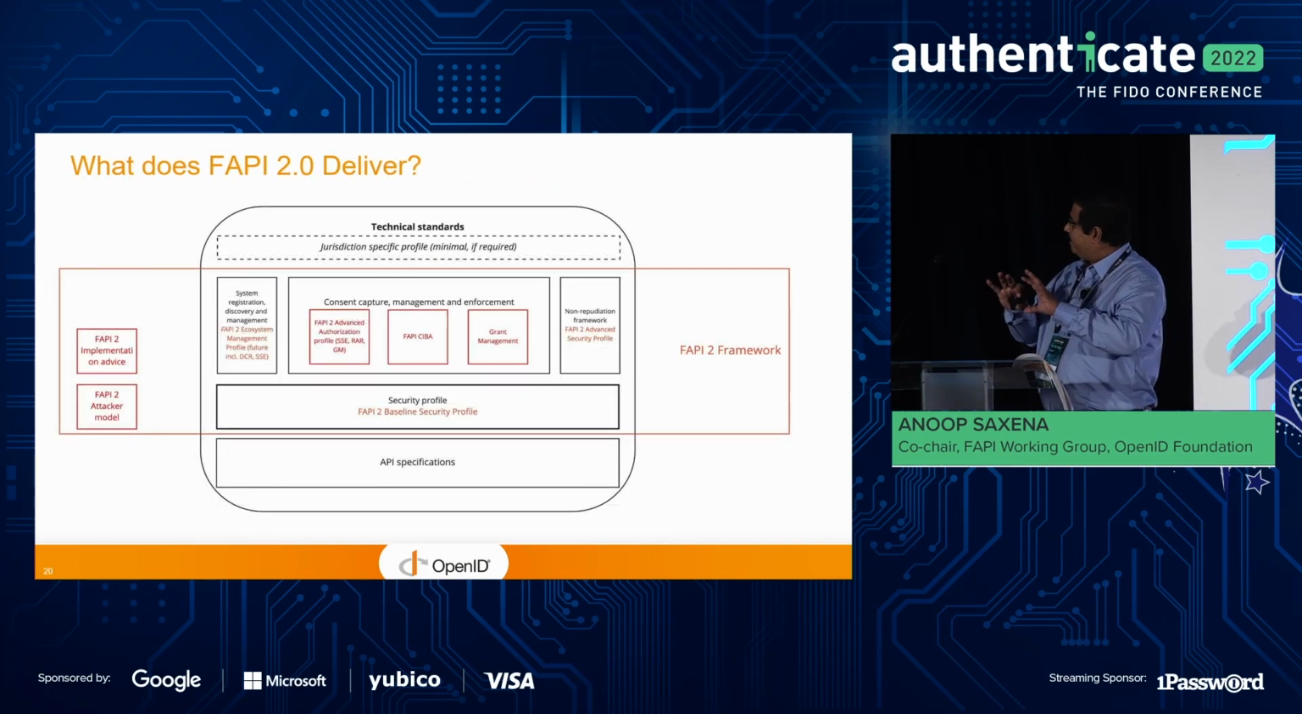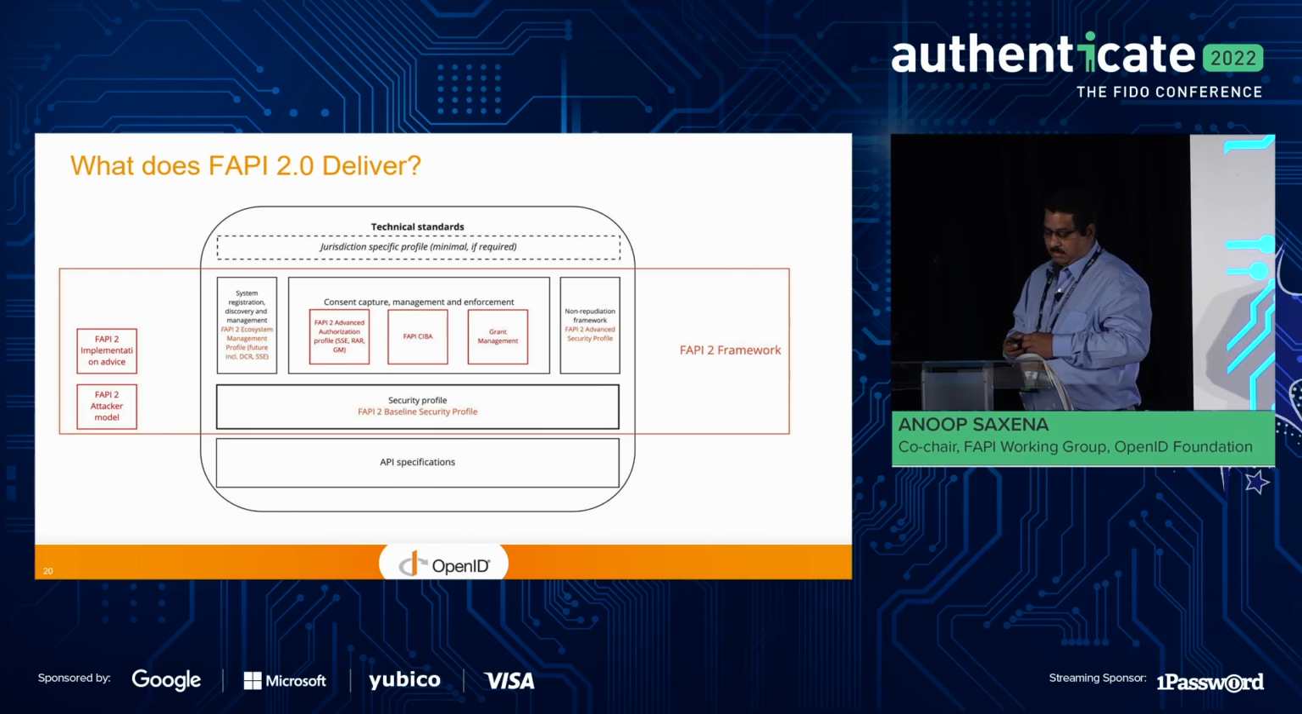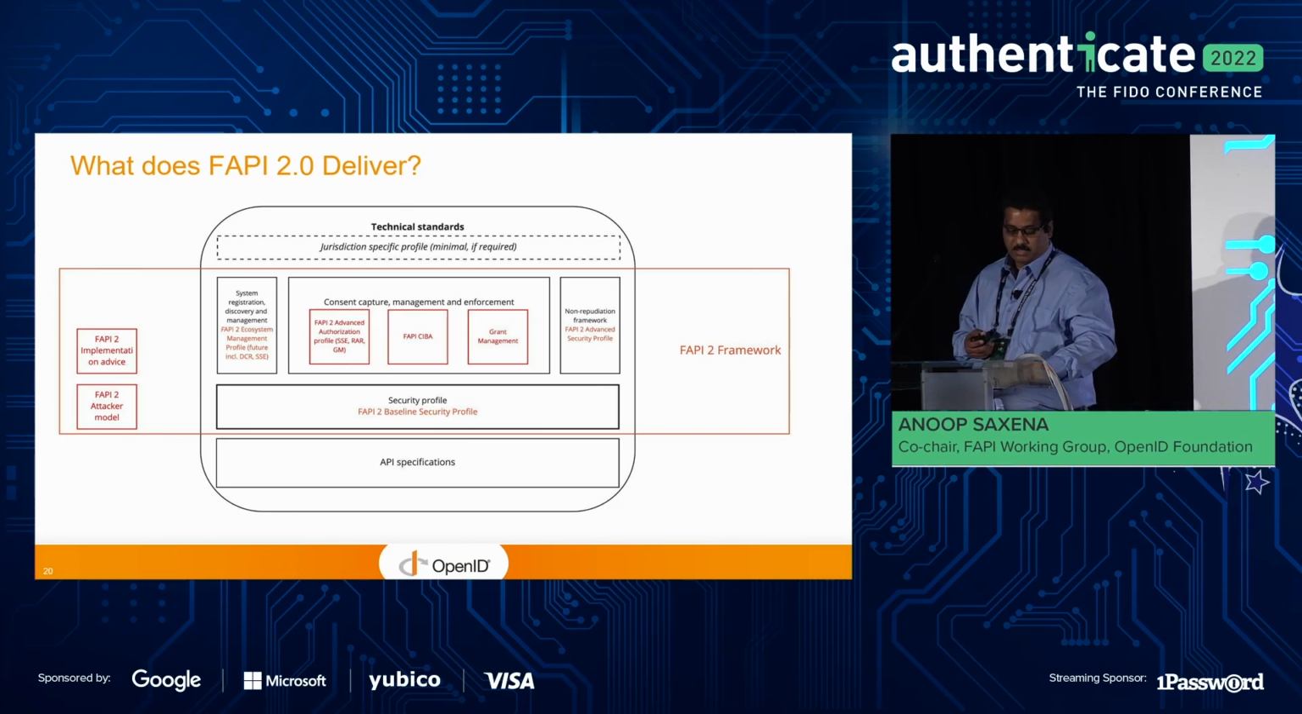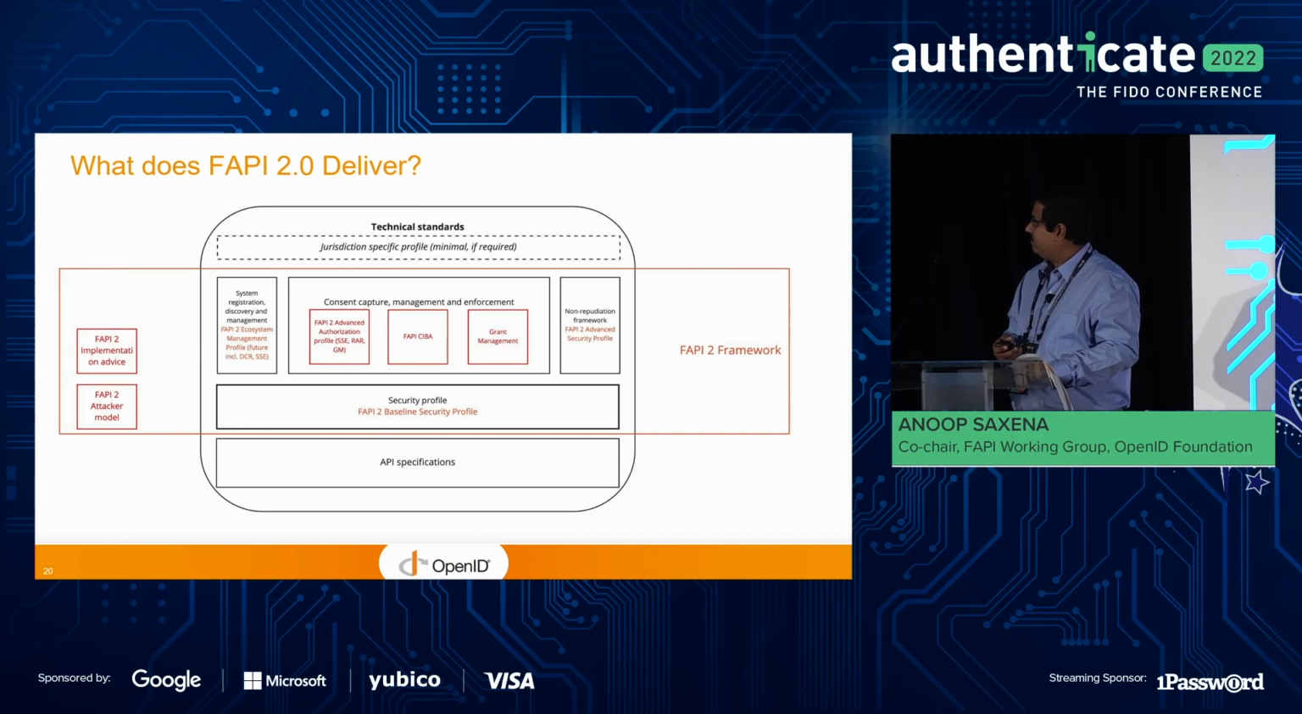And this is what the FAPI framework provides. Starting on the left-hand side, it provides implementation advice and attacker model validation. Then, for ecosystem management, we provide APIs for registration and discovery, a standard way to allow registration and discovery. And then advanced authorization, which includes RAR and some of the SSE-based signals and events that we can capture, and then grant management.